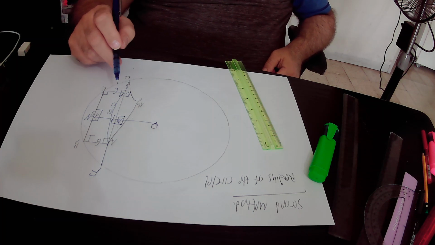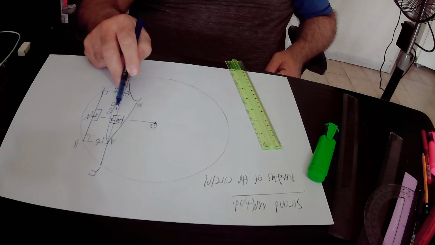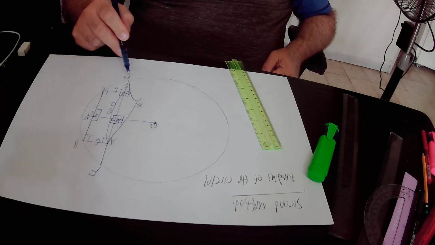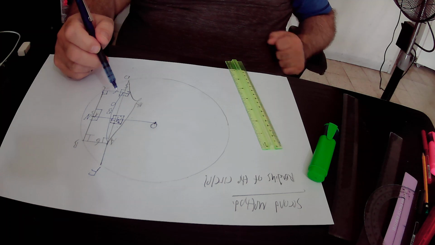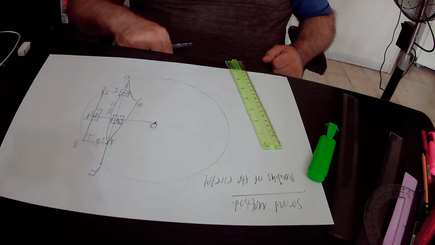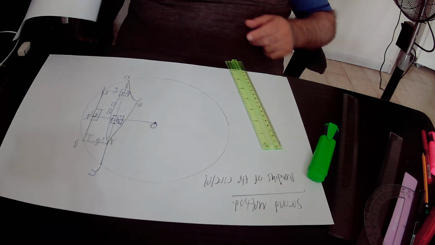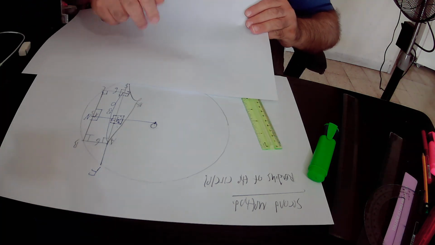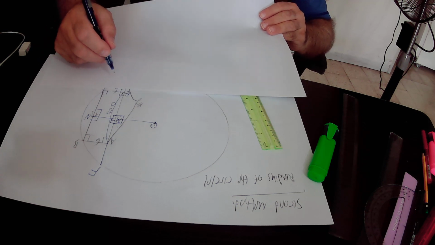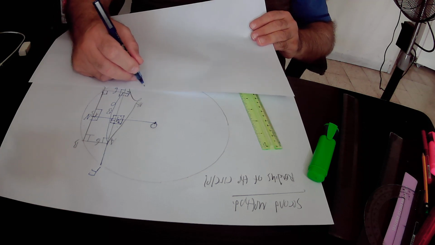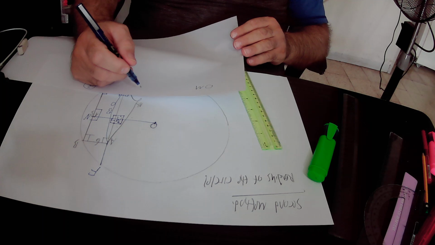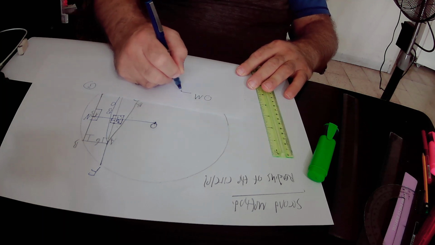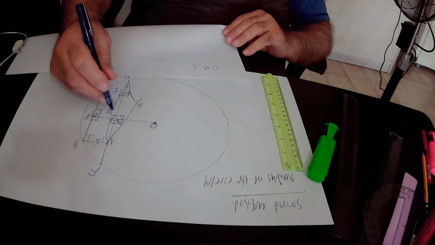So we actually found out that OM is perpendicular to FD. Why is OM perpendicular to FD? Because this angle equals 90 degrees and this angle equals 90 degrees. So I can write down that OM, the line segment that exits from the center of the circle, is perpendicular to chord FD.